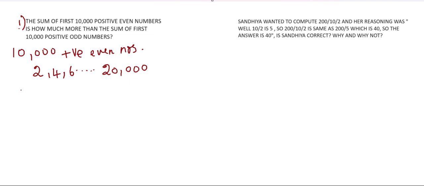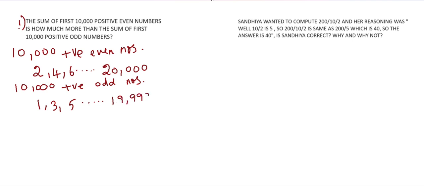Then similarly, you're going to write for 10,000 positive odd numbers. So we are going to start with 1. So 1, 3, 5. Like this, the value goes till 19,999. So we have understood what is the maximum limit for 10,000 positive even numbers and 10,000 positive odd numbers.